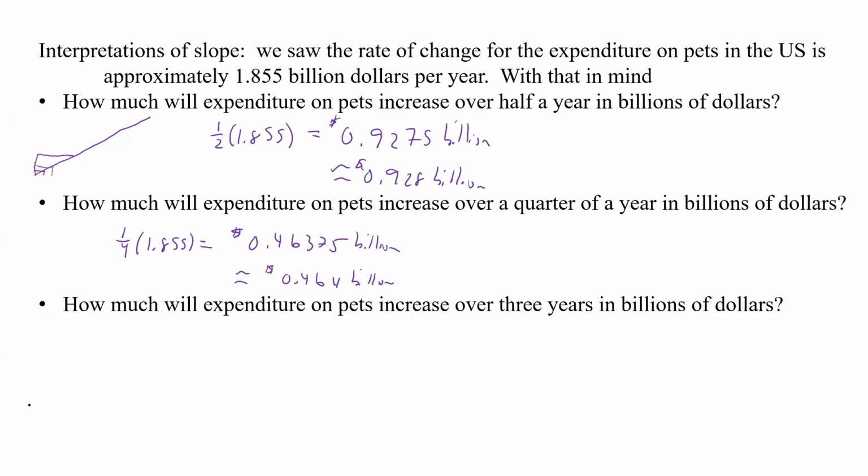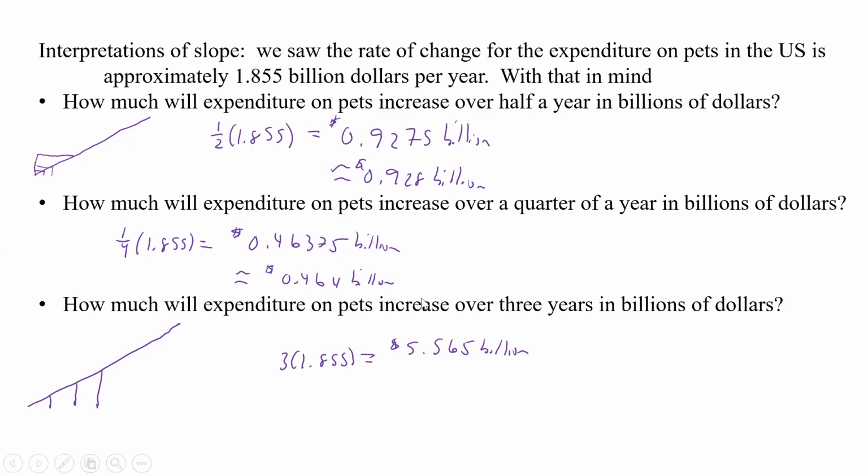Okay. Now, how much will expenditure on pets increase over 3 years? Well, in this way, we're still linear slope. So if we go 1, it's here, 2 is here, 3 is here. So basically, we're just going to go 1, 2, 3 times what our value was. So it's going to be 3 times 1.855. Well, what does that equal? That's going to give us 5.565 billion dollars is going to be spent on pets over those 3 years. And again, we started with 3 decimal places, we have 3 here, so we'll just leave it at that.